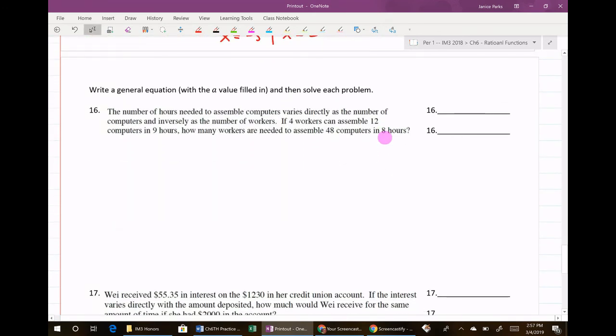For the last two problems, we just need to write an equation and then solve the equation. So the first part says the number of hours needed to assemble a computer varies directly as the number of computers and inversely as the number of workers. Next thing we want to do is solve for A. I just go ahead and put A in right away because I know that's what I'm solving for. 4 workers assemble 12 computers in 9 hours.